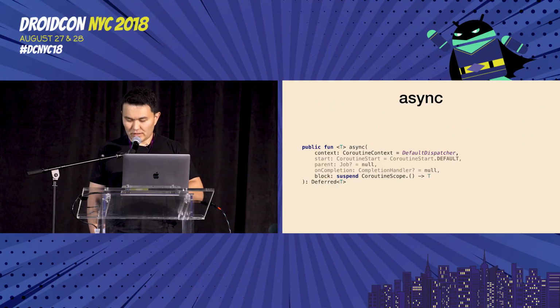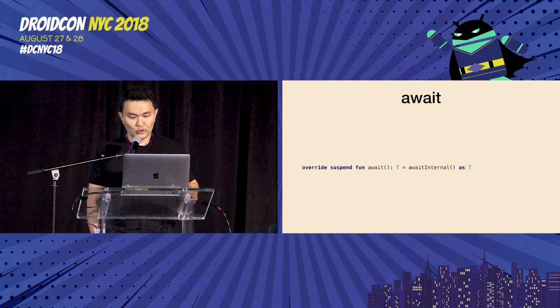And of course, for the result of async, we need to call await. I'm not going to show the details of how await actually works, but await itself is a suspending function, because when you are waiting, the result may not be ready, right? So that result is a deferred. And if you actually want to use the result of that background call, you need to perform a wait, and it's a suspending function.